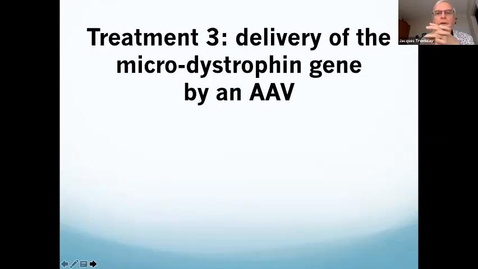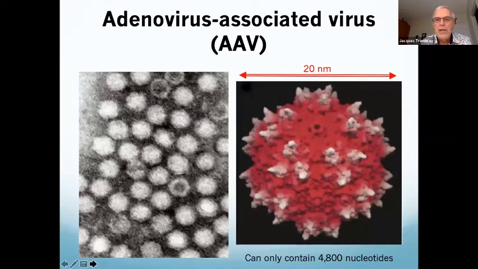One of the solutions on which different research groups are working is to deliver a micro-dystrophin gene by an adeno-associated virus. This is the treatment I'm going to mention now. Adeno-associated viruses are one of those many viruses, but whereas very often viruses cause disease, this adeno-associated virus, fortunately, does not cause disease. When it is used for gene therapy, the DNA inside the virus is replaced by the DNA sequence that we want to introduce, a normal gene. One of the problems of the adeno-associated virus, called AAV, is that it can contain only 4,800 nucleotides.